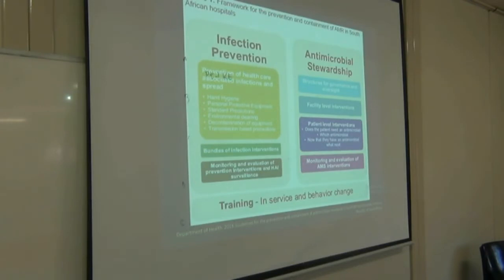Then we get to what we can do in hospitals. Most of your rotation is in hospitals. This is from a South African 2018 document, I think, guidelines for the prevention and containment of antimicrobial resistance in South African hospitals. There are two things: infection prevention and antimicrobial stewardship. Because nurses are mainly involved with patient care, you are also the people that will take the lead in infection prevention.